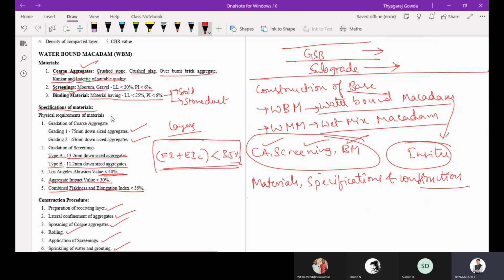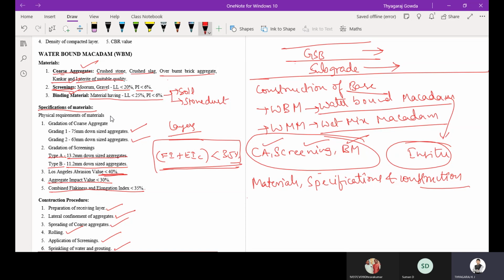Then screening. There are two types of screening materials, that is type A and type B screening. Type A is 13.2 mm and downsized aggregates. Type B is 11.2 mm and downsized. Downsized means the aggregates which are passing the 75 mm sieve or 63 mm sieve, we are going to call it downsized.